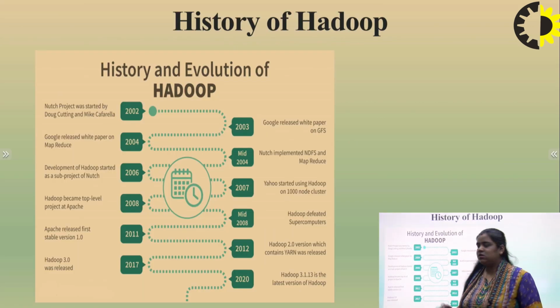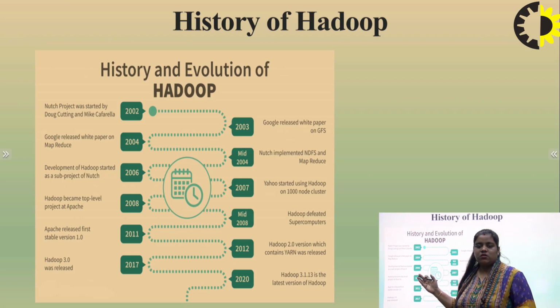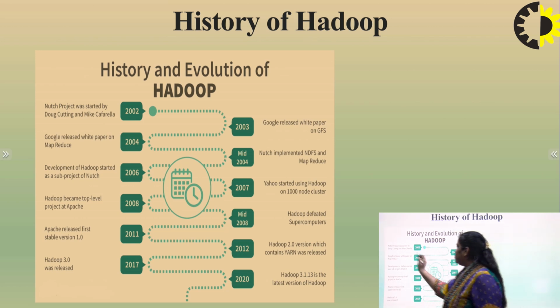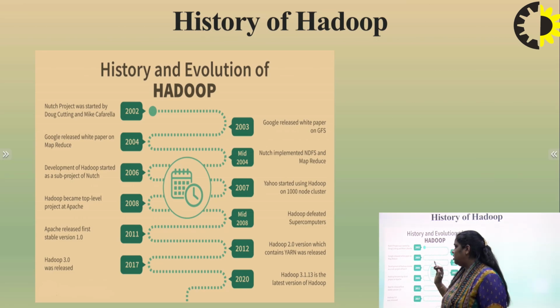Let's start with the history of Hadoop. As you can see, here I have presented a map related to the history of Hadoop. We will discuss how developers decided to introduce the concept of Hadoop and what the benefit of Hadoop is as compared to the relational database system. First of all, in 2002, the Nutch project was started. Hadoop was a sub-project of Nutch.